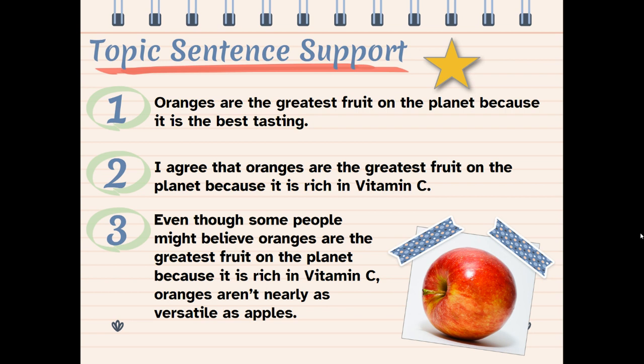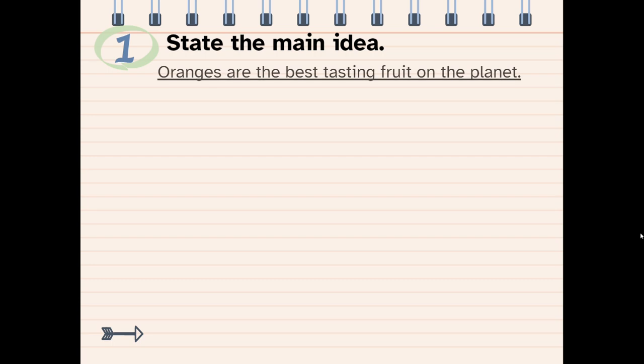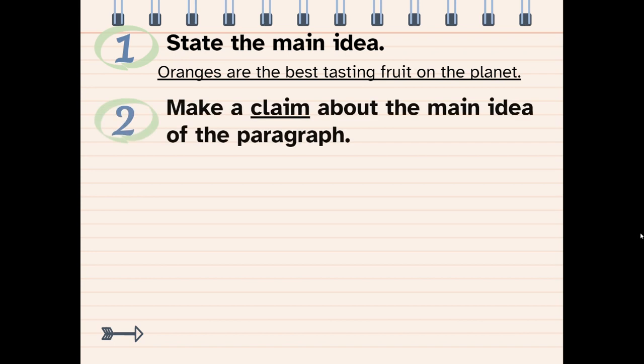So when I look at a question like this, the first thing I need to do is figure out what is the main idea? What am I specifically talking about? One, I agree with it. Two, I disagree with it. I'm talking about oranges being the best fruit on the planet, or oranges being the best tasting fruit on the planet. That's my main idea, whether I agree with it or I disagree with it.